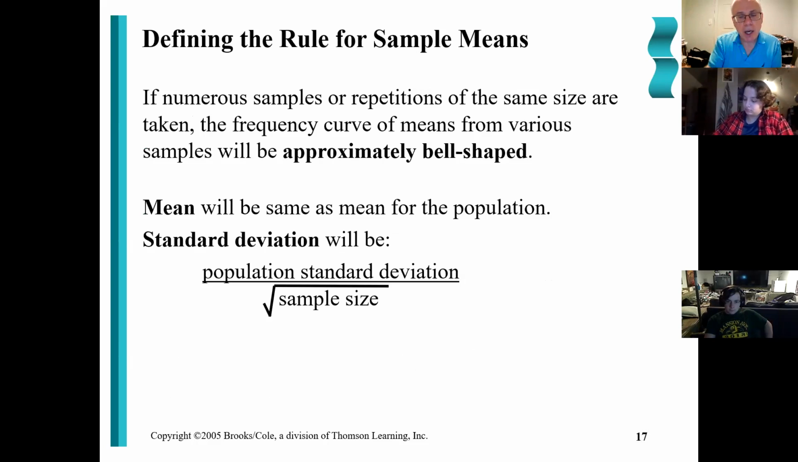Regardless, the mean for this curve is going to be equal to the mean of all those means. That sounds funny, but the list of all the means for all those samples, if we took the mean or average of all of them, it would be equal to the mean for the whole population. So the mean is going to be the mean for the whole population, and the standard deviation is going to be the population standard deviation divided by the square root of the size of the sample. How many people are in the sample?